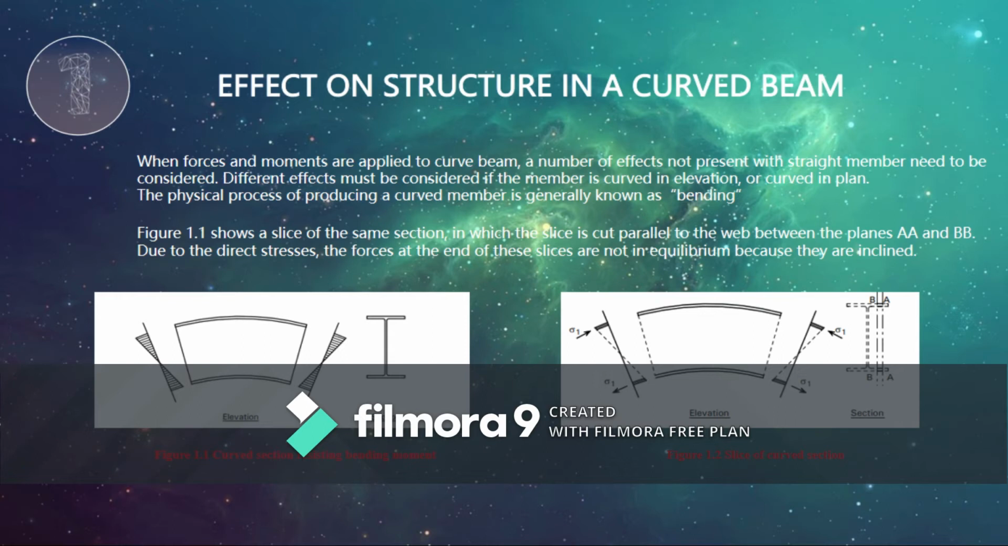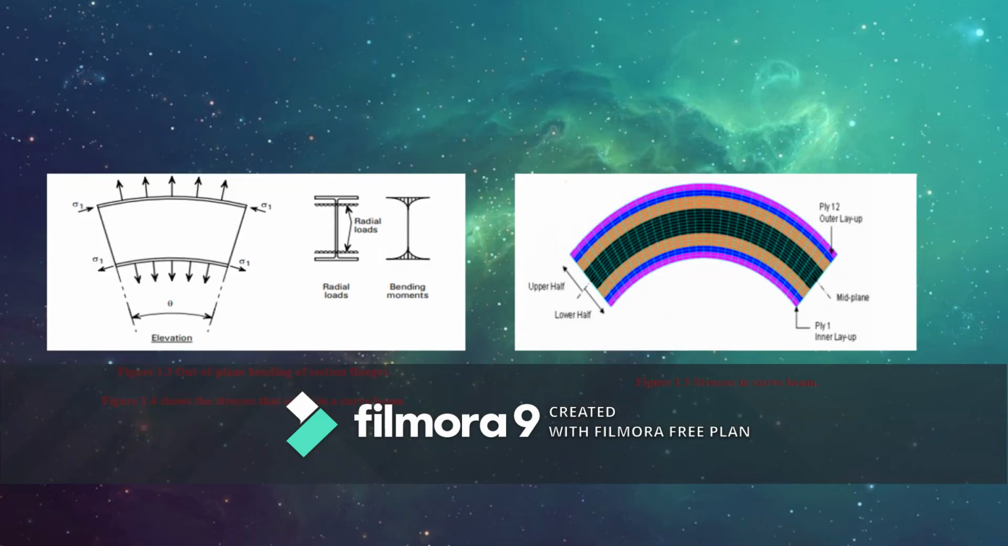Figure 1.1 shows a slice of the same section, in which the slice is cut parallel to the web between the planes AA and BB. Due to the direct stresses, the forces at the ends of these slices are not in equilibrium because they are inclined.